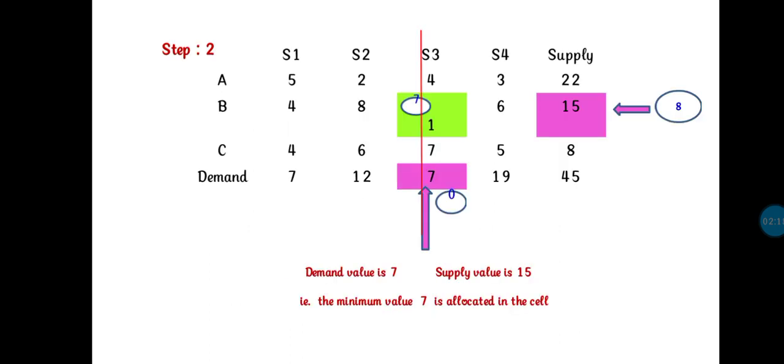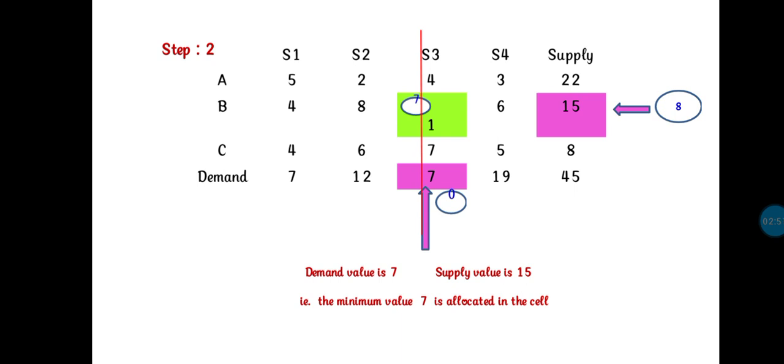Step 2. Here we want to check the least value from the rows and columns, where we have to allocate the minimum value of the demand and supply. Here the least value cell is B, S3, and the corresponding demand value is 7 and its corresponding supply value is 15. We want to check which value is minimum. Here the demand value is 7 and the supply value is 15. Here the demand value 7 is minimum. So we have to allocate this value in the cell B, S3.